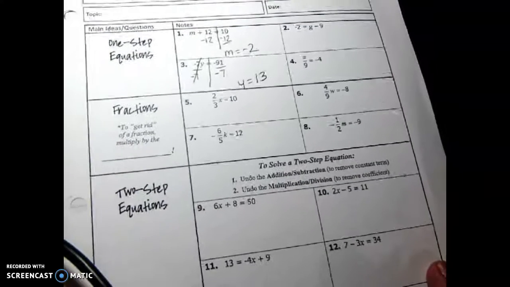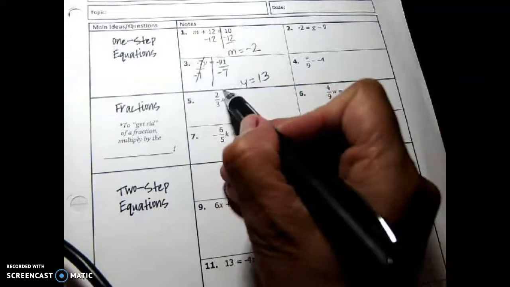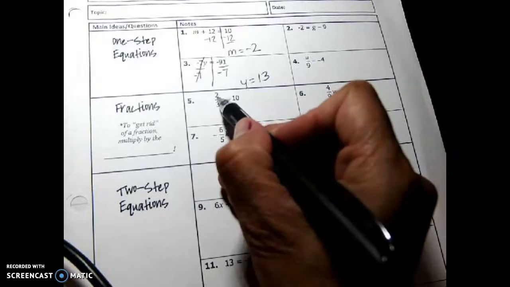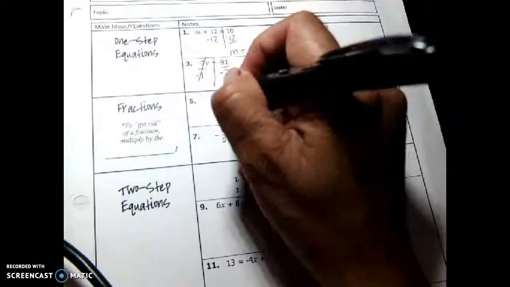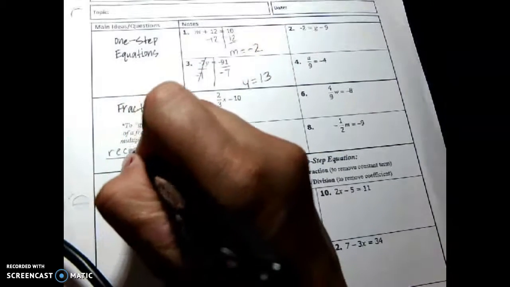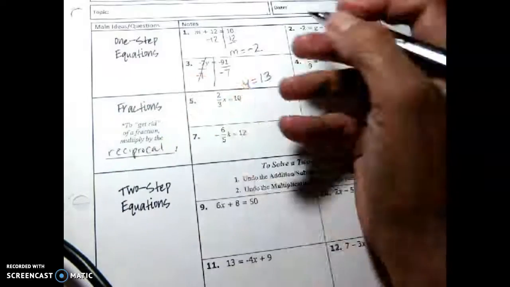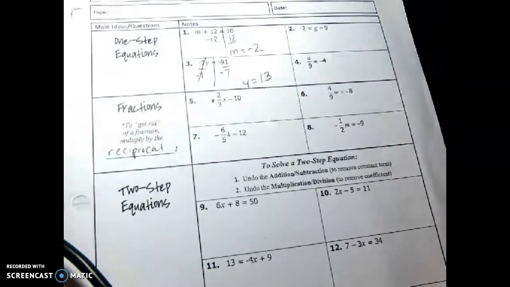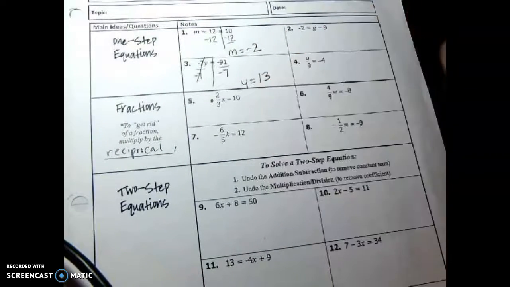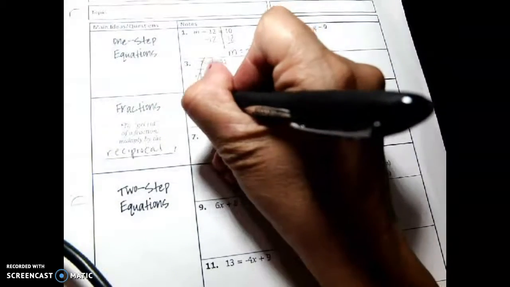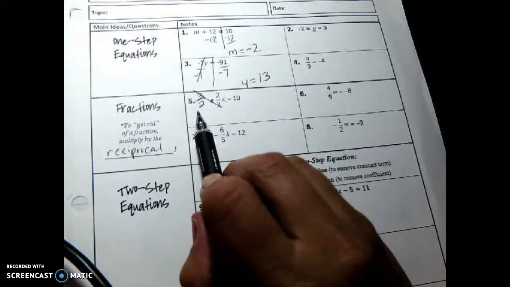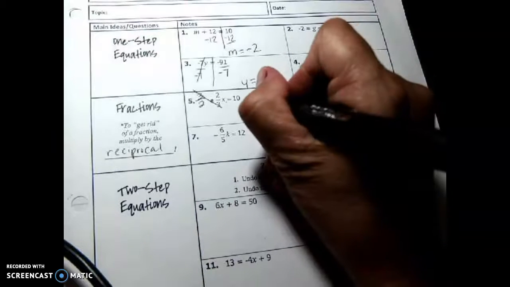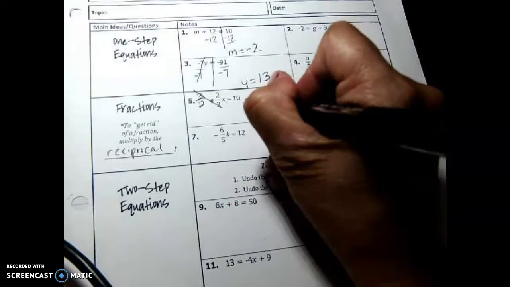Alright, fractions. So this is saying 2 over 3 times x equals 10. We have to flip it by the reciprocal. So I'm going to use a multiplication dot instead of an x because we have an x right there. I'm going to flip it to get rid of it. And what I do to one side, I'm going to do to the other side. So times 3 over 2.